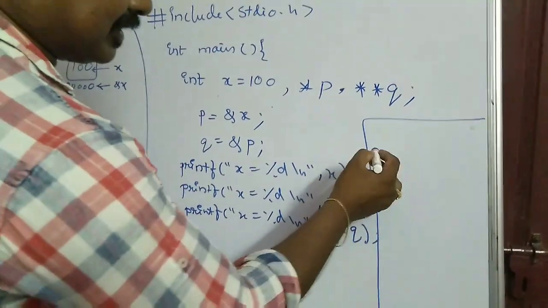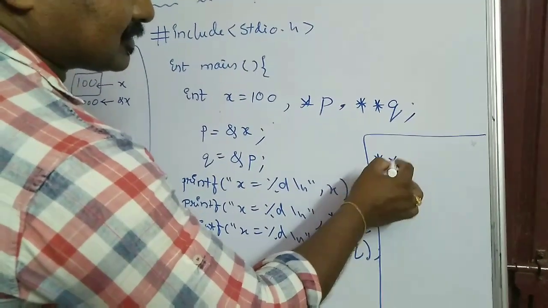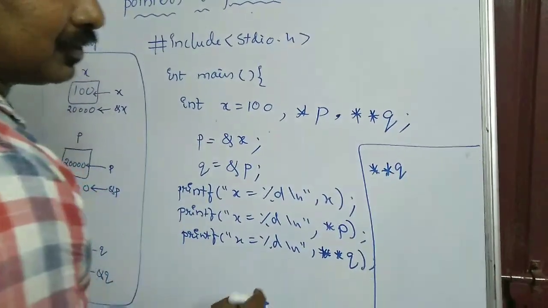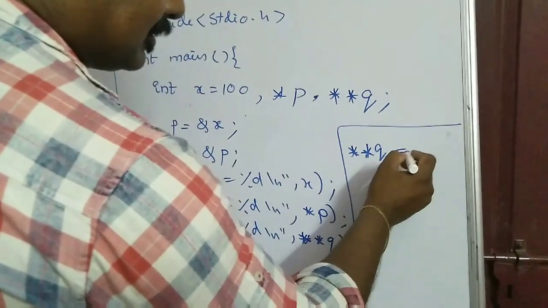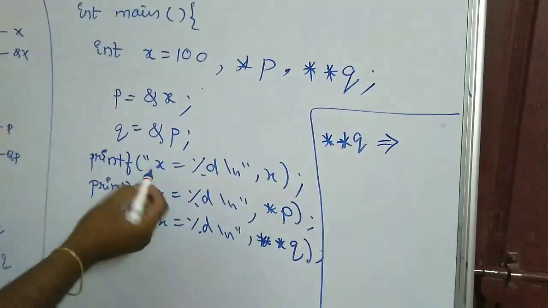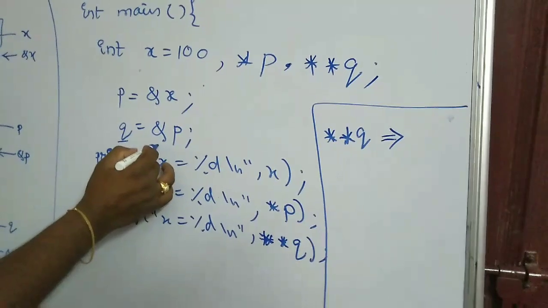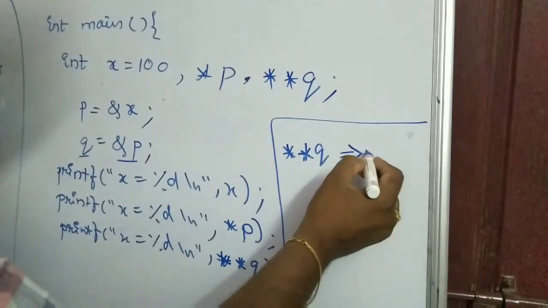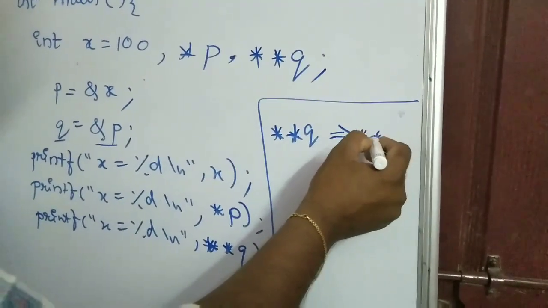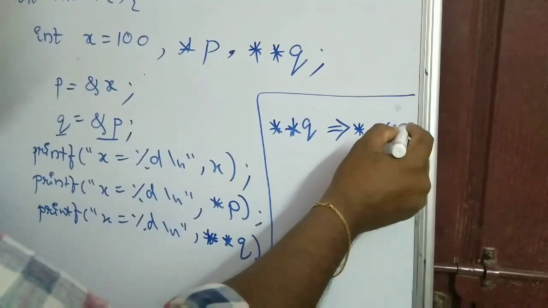What I have written is *q. I'm just substituting the notations. What is q? q is &p. So I'm writing it as *&p.